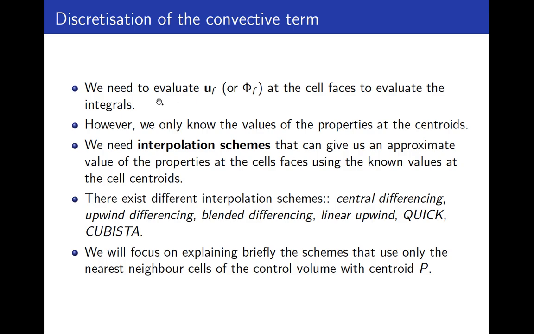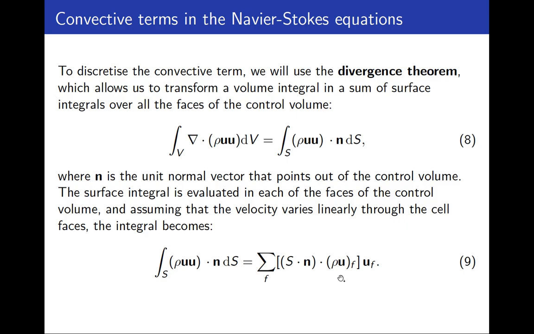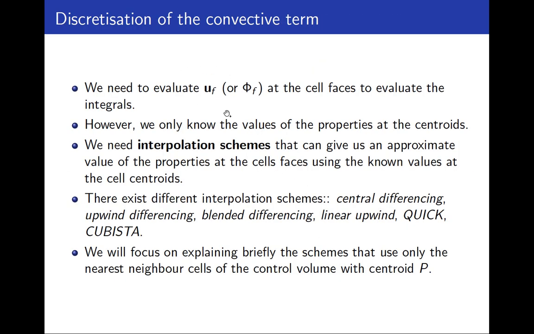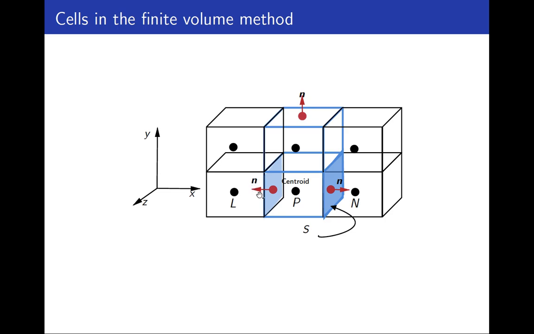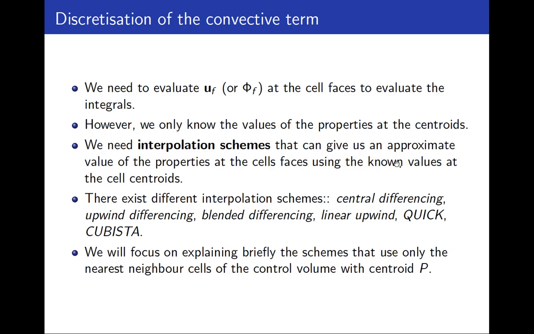So as I already discussed before, once we apply this mathematical treatment that we explained here, remember, we need to evaluate the velocity field, or either the temperature or the concentration, at the cell phases, to evaluate the integrals. However, remember, in the finite volume method, our equations are defined at the centroids of the cells. So this is a problem. In order to solve this issue, we need interpolation schemes that can give us an approximate value of the properties at the cell phases using the known values of the cell centroids.